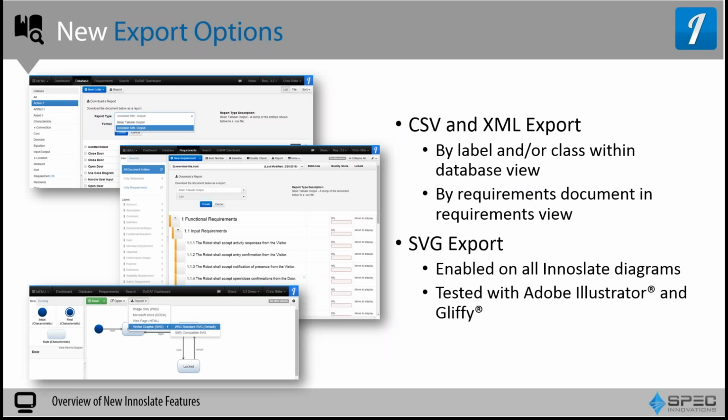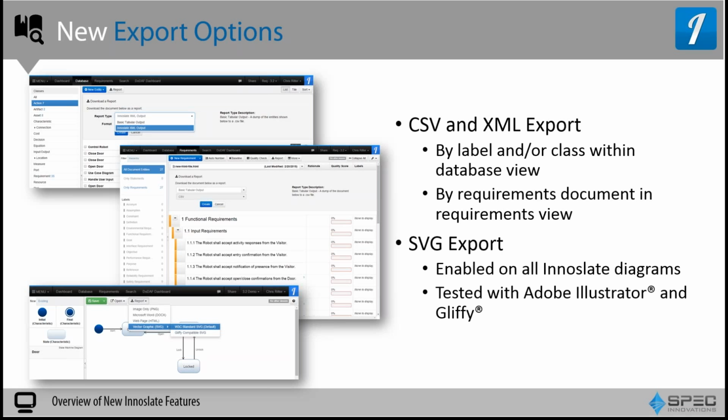On the export side, we have a host of new export options as well. Within database view, whatever you have selected, for example, if I select an action with an activity label, I can now export that directly to CSV or XML. So I can export piecemeal my model to an Excel spreadsheet or to XML to import into another document or to a different piece of software that supports the Innoslate schema. The requirements view also has the ability to do this. So you can export your requirements document directly to CSV or XML.